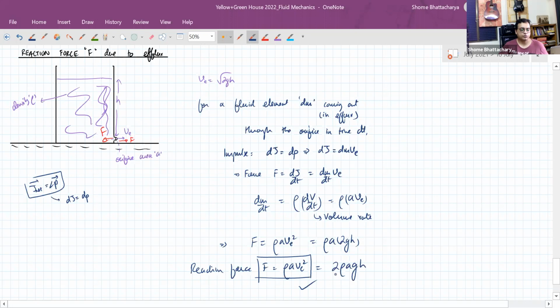This is again a direct formula that you should just remember: if liquid of density rho is coming out of an opening of area A at a speed v, then the force is nothing but volume rate multiplied by density into speed. So that becomes density into area into speed squared.